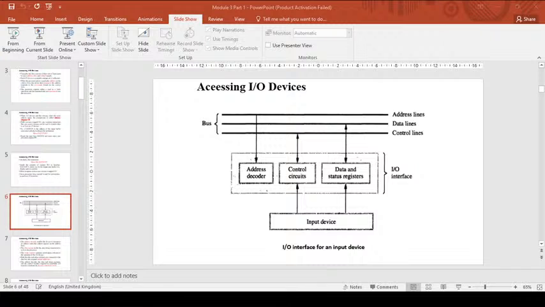So in this chapter, the main stress is on studying two new concepts of accessing IO devices. They are interrupts and direct memory access. Interrupts and direct memory access are very important concepts in the computer system, which are used in all computers. It is a main principle of operation of a computer, particularly for accessing IO devices, which will be discussed in the next class. So in the next class, we will discuss interrupts.